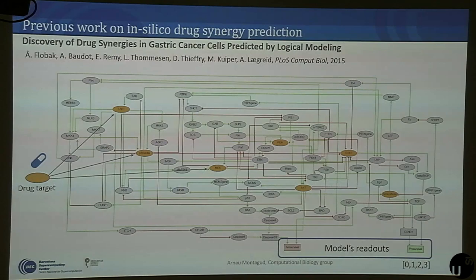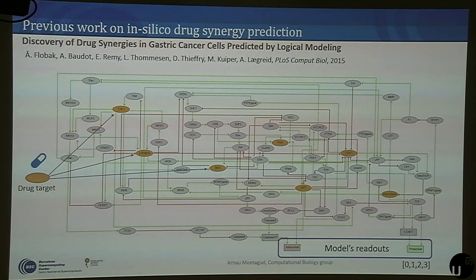So another example of a Boolean model comes from colleagues of ours in Norway. What Osmund wanted in this model was to have a model of a gastric cancer cell and to have different nodes that were targeted by different drugs. This is a model that has some 30 nodes, I think, and it has two readouts, which are pro-survival and anti-survival, things that promote growth and things that inhibit growth.